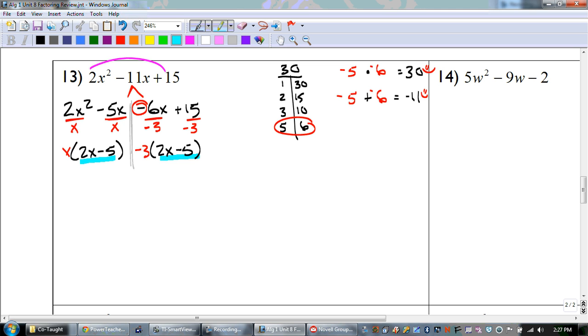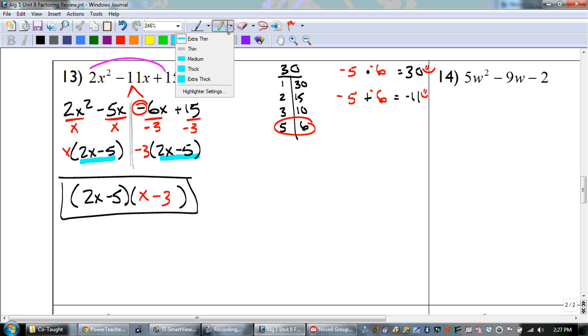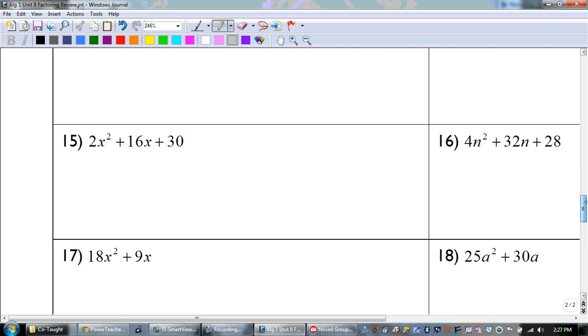Did they match? Yeah. Now don't just write the same thing and be like, hey, it matches. Actually do the work. All right. So our first binomial is 2x minus 5. And then the second binomial, the GCFs that we took out, was x minus 3. Now remember, it doesn't matter which order you write those two in. Okay? All right, we're getting there.